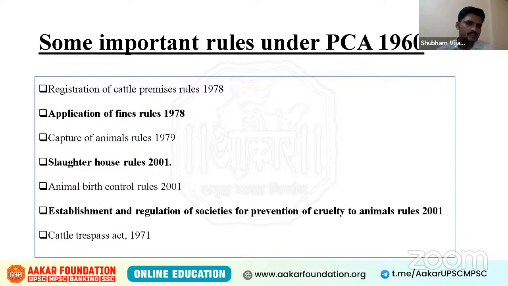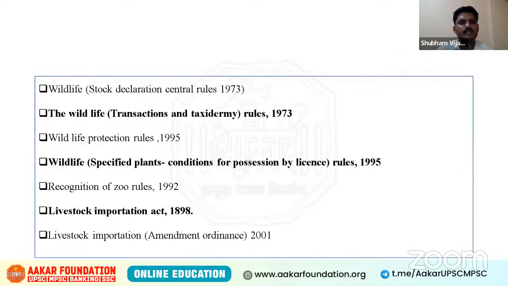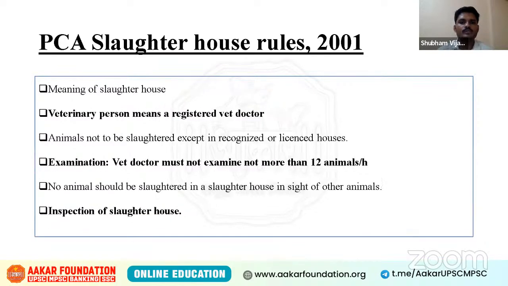So again, we have taken application of fines in 1978, capture of wild animals in 1979, slaughterhouse 2001, animal birth control 2001, establishment and regulation of societies for prevention of cruelty to animals in 2001, Cattle Trespass Act 1971. Again, Wildlife 1973, wildlife rules 73, wildlife protection rules 1995, wildlife specified plants condition for possession by license 1995, recognition of zoo rules 1992, Livestock Importation Act 1898, and Livestock Importation Amendment 2001.